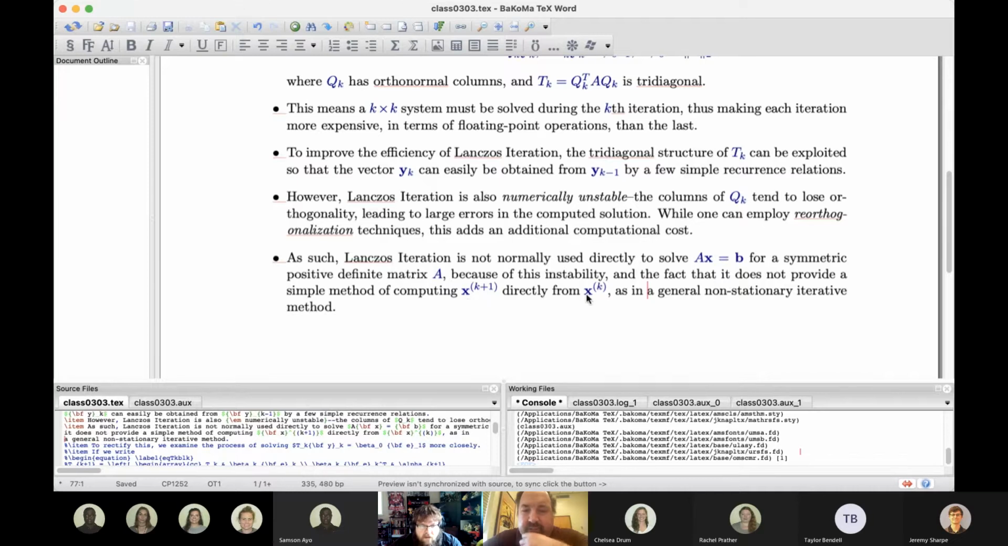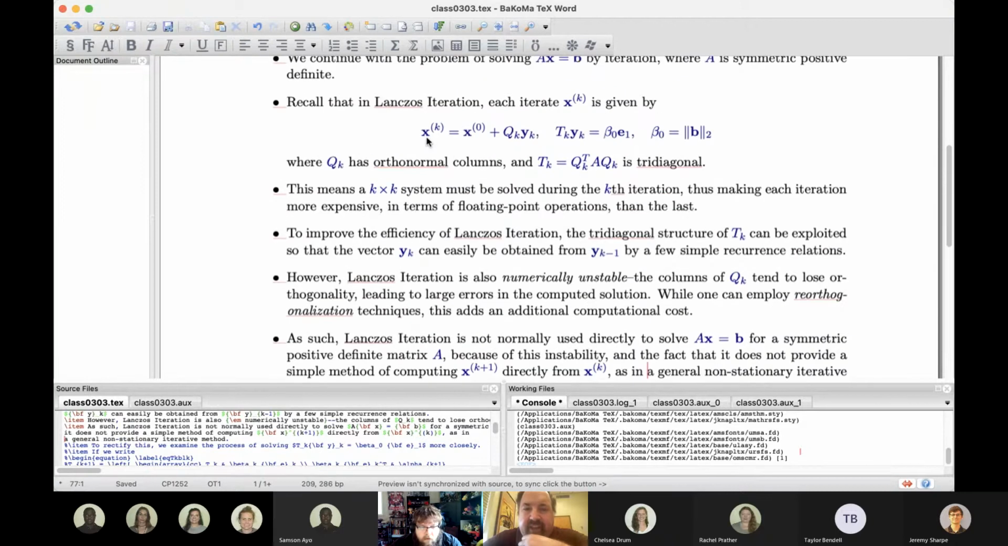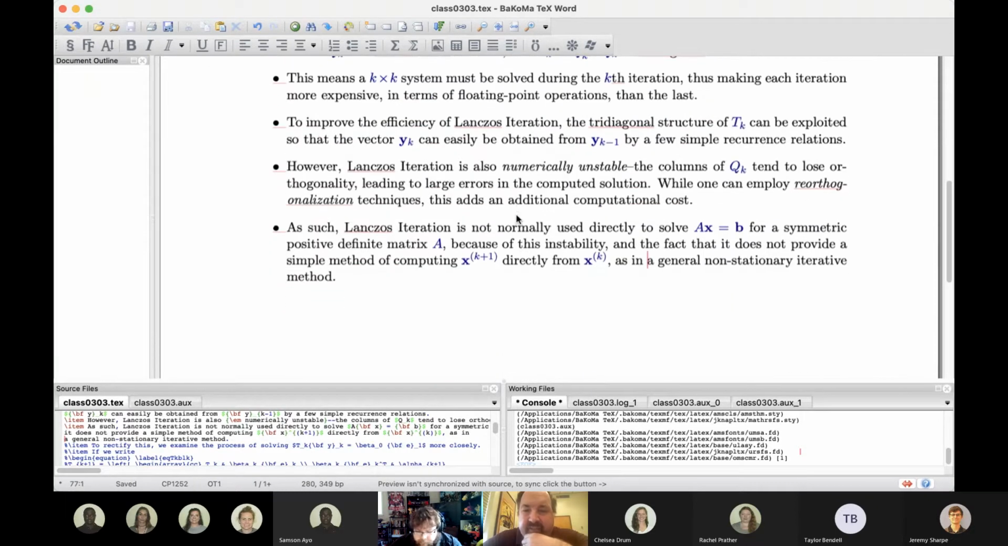We get each iterate directly from a previous one. Notice that does not happen here. xk comes from the initial guess, and then the combination of these columns. We'd like to say xk plus 1 is equal to xk plus some kind of update. And that's actually what we did have in steepest descent. We just don't have it here.